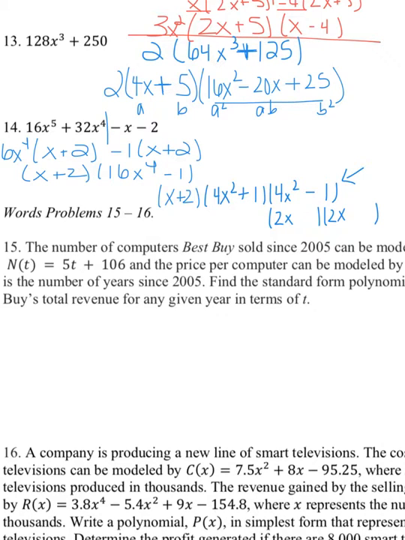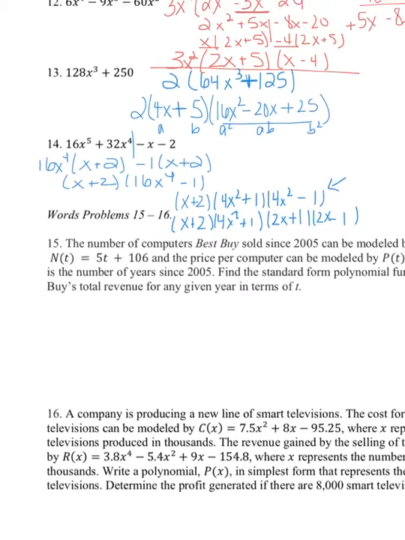Right? Because the square root of 4x squared is 2x. The square root of 1 is 1. You have a plus and a minus in the middle. And then everything else just stays the same. So x plus 2 times 4x squared plus 1 times 2x plus 1 times 2x minus 1 is your final completely factored answer.